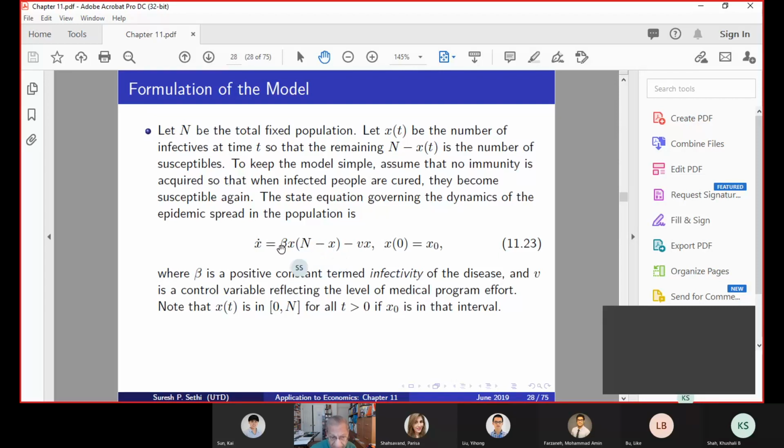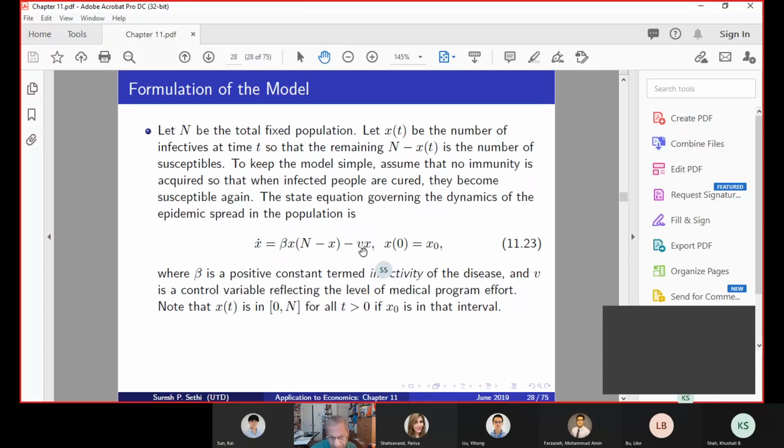And beta is the infectivity, how fast. For example, the UK virus has a bigger beta than the coronavirus from China. I don't want to use Trump's terminology, China virus. I'm just going to call it the virus that came from Wuhan, and the other virus came from the UK. And so beta is higher for the UK than for that. So this is the beta.